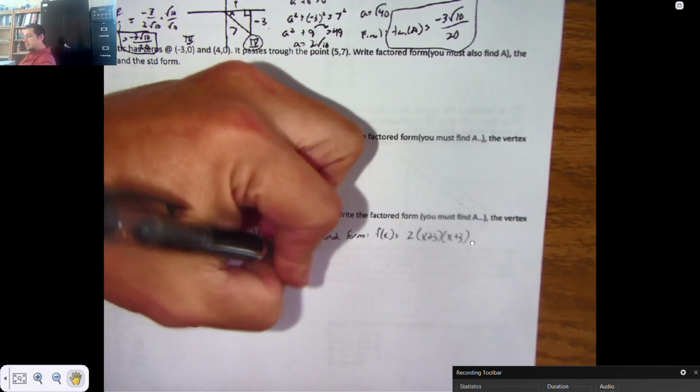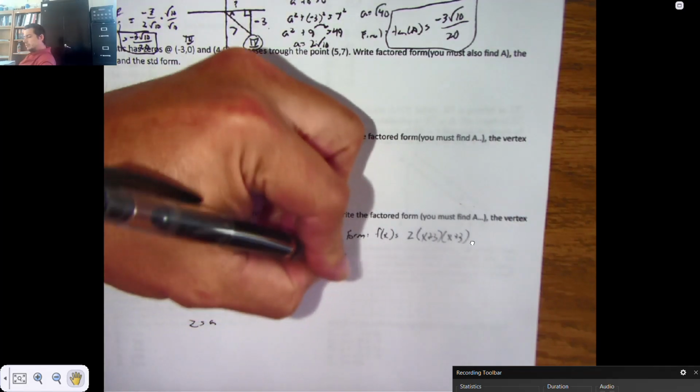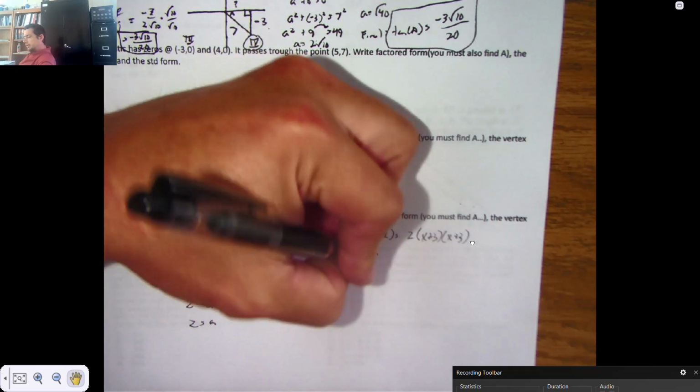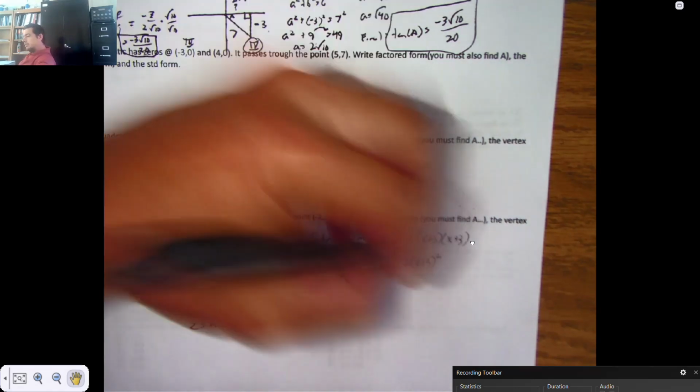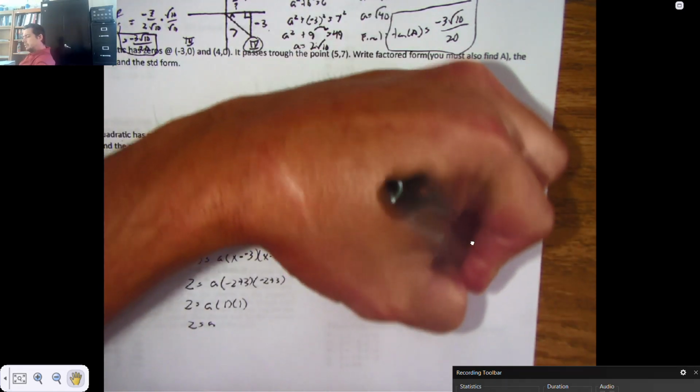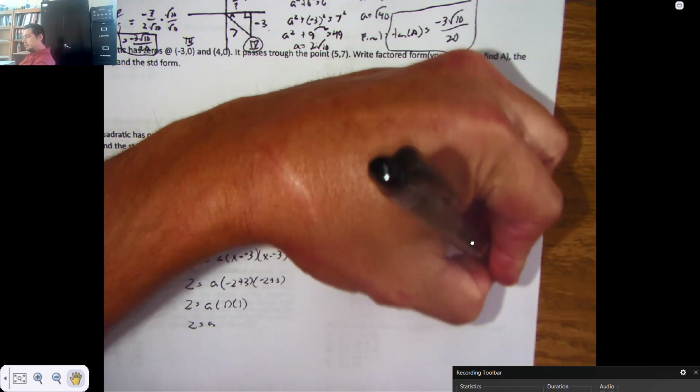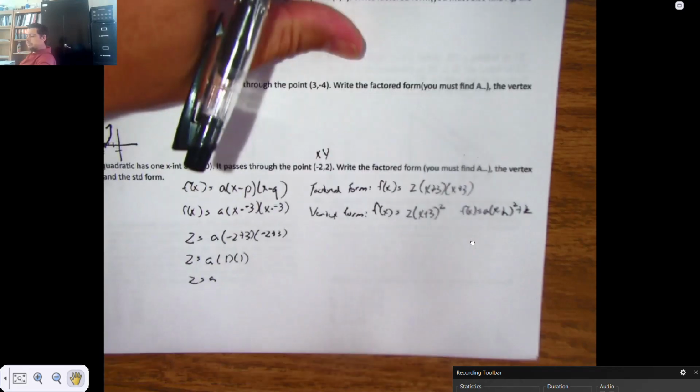Vertex form is really easy on this one. F of x is 2 times x plus 3 quantity squared. That is vertex form. Vertex form is f of x is a times x minus h quantity squared plus k. That's vertex form. It's done.